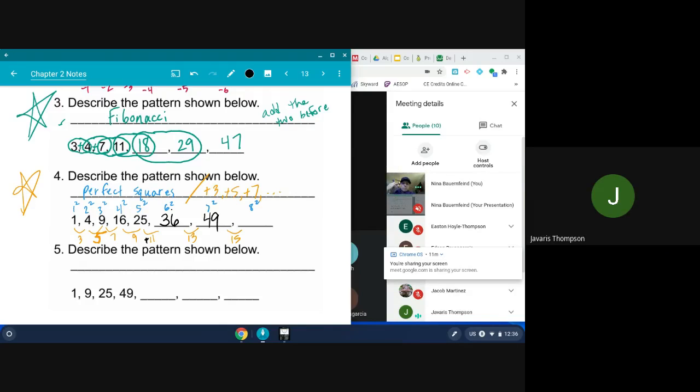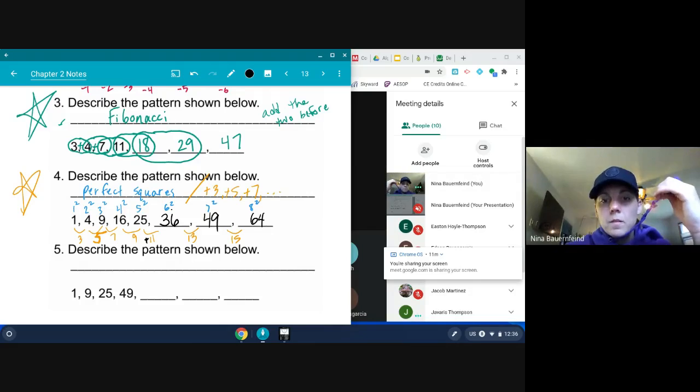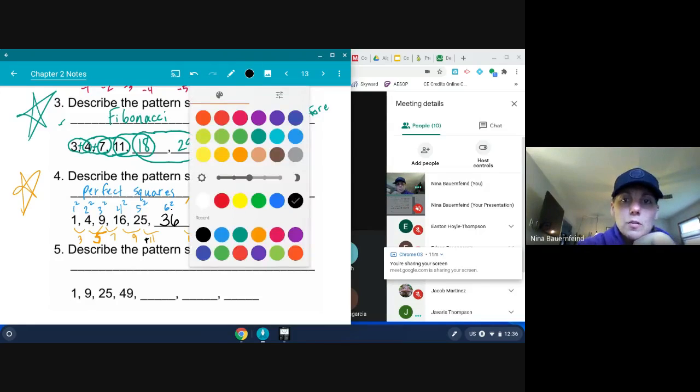39 plus 15. Yup. That is 64. My bad. Oh, no, that's right. I thought you said 64. So either one will work. You can either do the blue perfect squares, or you can do the orange and do +3, +5, +7. The reason it's tricky is because students don't recognize the perfect squares very well.